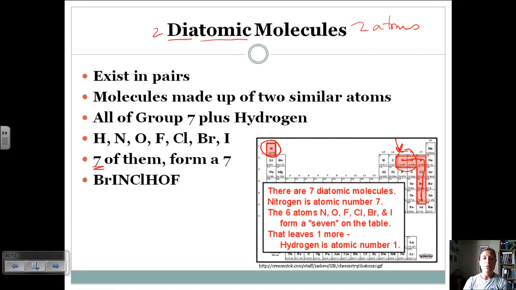But another way to memorize them is to use the acronym Brinkelhoff. So here's your bromine, iodine, nitrogen, chlorine, hydrogen, oxygen, fluorine. If you want to come up with a third way, that's great. However you need to memorize these, that's what you need to do. Okay, and then when we write diatomics, we're going to use a subscript to indicate that there are 2 of that particular element.